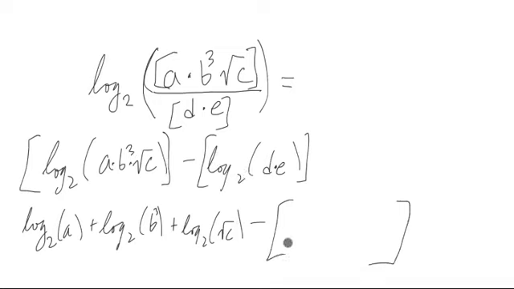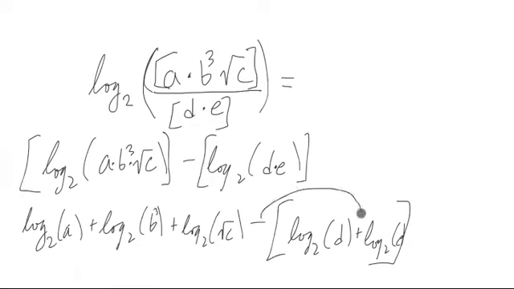All right, this will be log base 2 of d plus log base 2 of e, where we had addition with the multiplication and we kept it inside the brackets, so we have the minus outside. Of course, the minus can distribute inward. Okay, so let's finish this off.